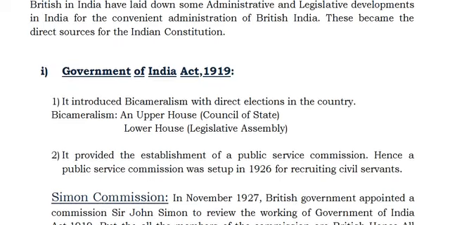In 1919, the main provision is that it introduced the concept of bicameralism in India, with direct elections in the country. What is the meaning of bicameralism? Now you can see in our Parliament that we have an upper house and a lower house, that is, the Rajya Sabha and the Lok Sabha. That concept was introduced in the Government of India Act in 1919. The upper house was the Council of State, now the Rajya Sabha, and the lower house was called the Legislative Assembly, now the Lok Sabha. It also provided for direct elections in the country.